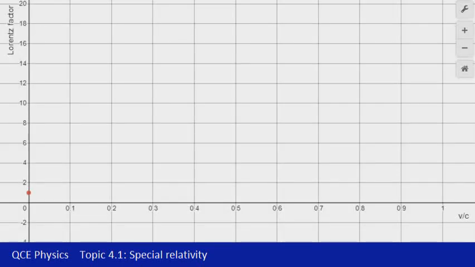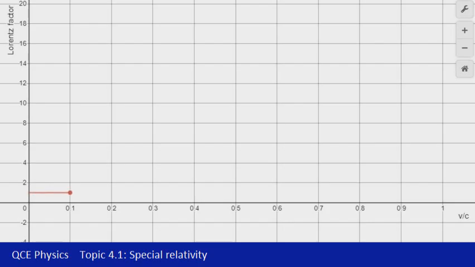On this graph, you can see the vertical axis is plotting the Lorentz factor. The horizontal axis, we're going to have v over c, so really just the fraction of the speed of light that the object is moving. You can see a red dot that corresponds to the Lorentz factor for the speed being equal to 0. As we increase the speed, you can see that there's not much change initially.